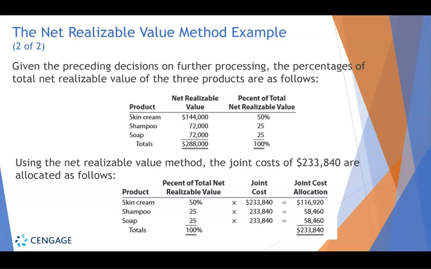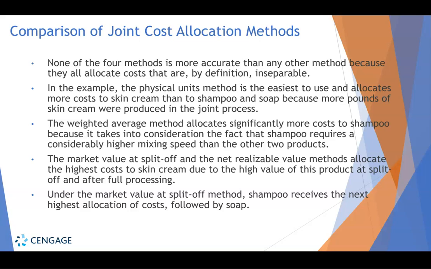The joint costs are going to be allocated based on that net realizable value. So the joint cost allocations for skin cream, shampoo, and soap are all different depending on which of the four joint cost allocation methods would be used. A subjective determination has to be made as to the appropriate method to use.